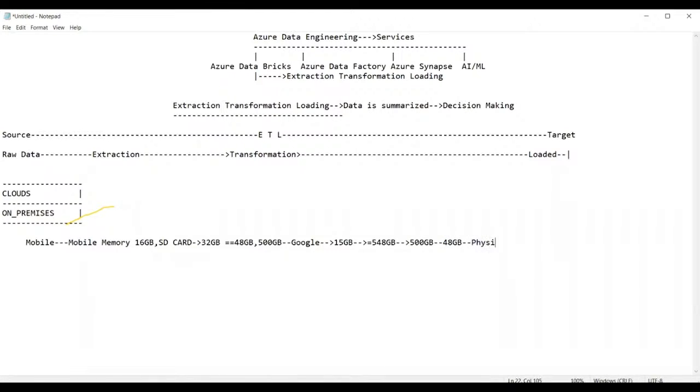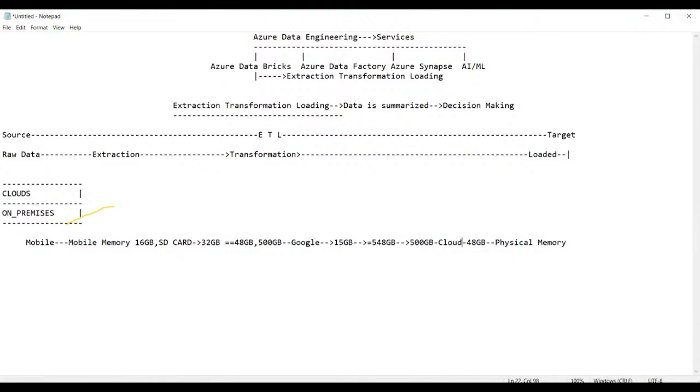Am I right? This memory is called what? Physical memory. So hence I cannot recollect it. Whereas the data which is stored on Google Drive can be recollected. So we can call Google Drive a cloud. Am I right, guys, everyone? Google memory is called what? Cloud memory, cloud data memory.